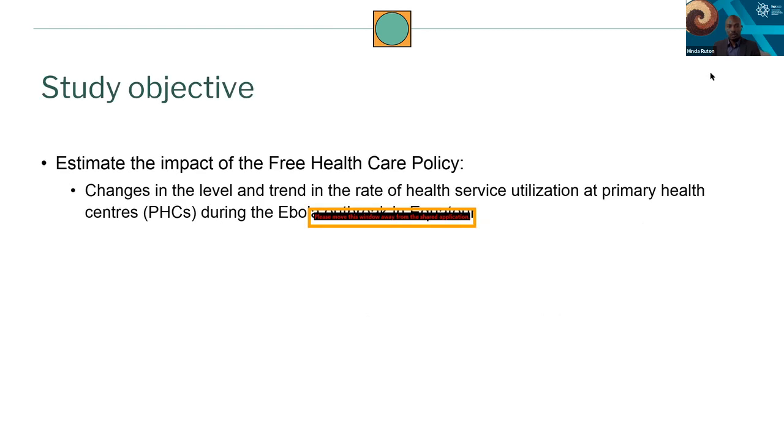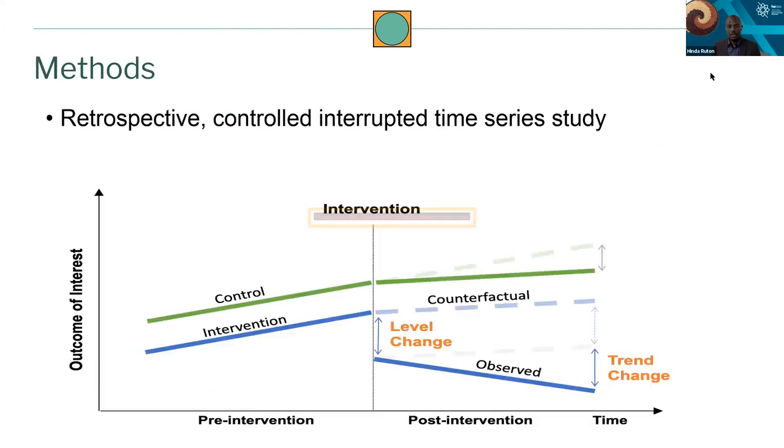Next, please. The objective of our study was to estimate the impact of this policy. In so doing, our intention was to assess the change in level and change in trend in the rate of utilization of health services in primary health centers.